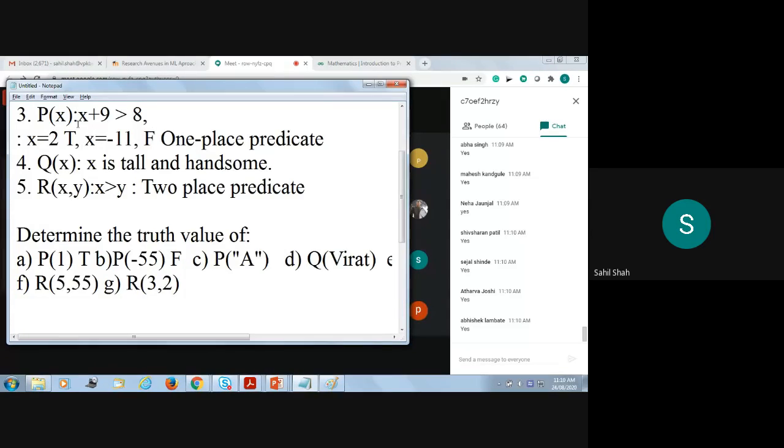I know that for this example, x plus 9, x can take any integer. So here, the set of all integers acts as a domain. It acts as a universe of discourse. So how can we make a predicate true or false? We can make a given predicate true or false by directly substituting its value. Here we have substituted 1 instead of x.